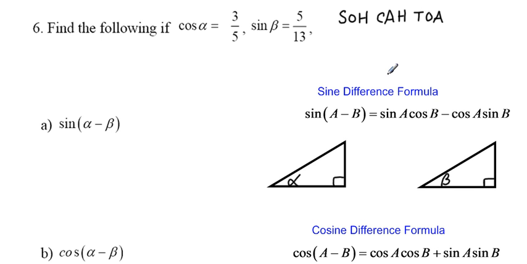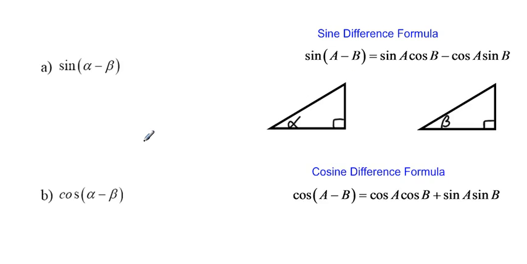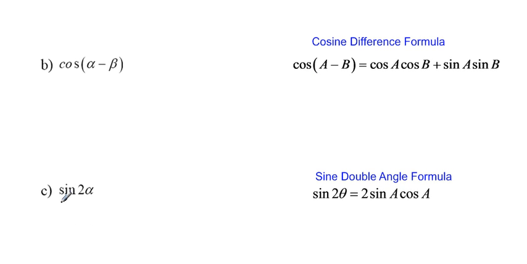All right, next up, we're going to solve this problem. It says find the following if the cosine of alpha is 3/5 and the sine of beta is 5/13. Using those two pieces of information, we're going to have to determine the sine of alpha minus beta, the cosine of alpha minus beta, in addition to the sine of 2 times alpha.